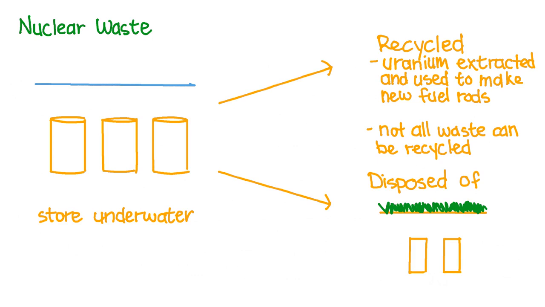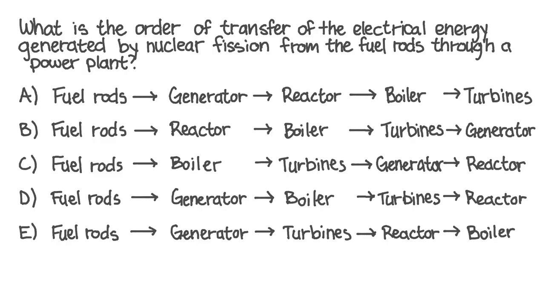Now, we've covered everything we need to know about nuclear energy, so let's practice our knowledge with a problem. What is the order of transfer of the electrical energy generated by nuclear fission from the fuel rods through a power plant? A. Fuel rods, generator, reactor, boiler, turbines.